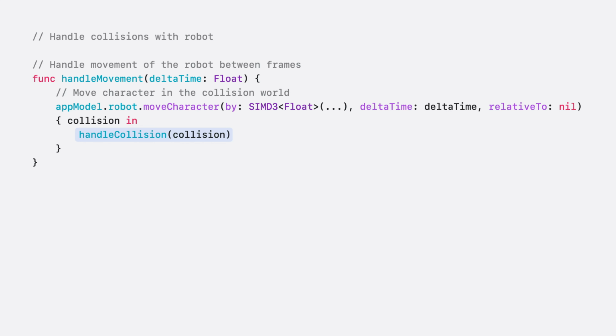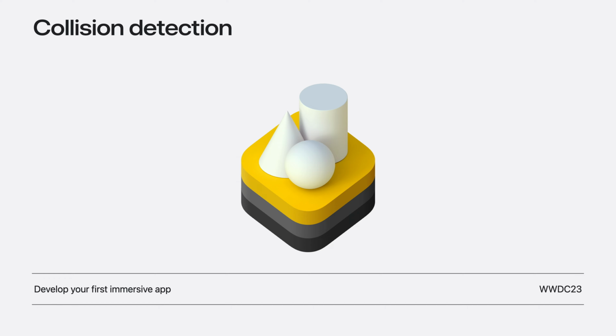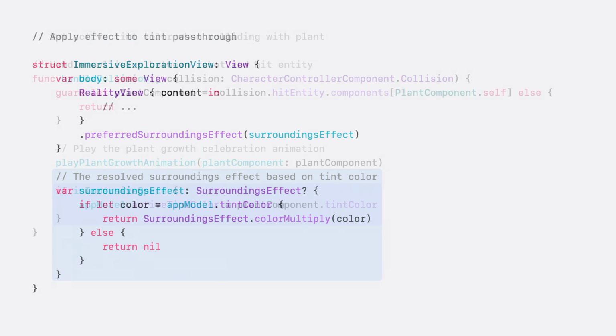When handling the robot's movement over time, I use the collision closure to process hit entities. I then pass the collision value to a helper function. To learn more about collision detection with RealityKit, check out Develop Your First Immersive App. In my helper function, I first check whether the botanist has collided with the plant, returning if not. Then I play the celebration animation. Finally, if I'm in an immersive space, I store the active tint color on the app model for later use.